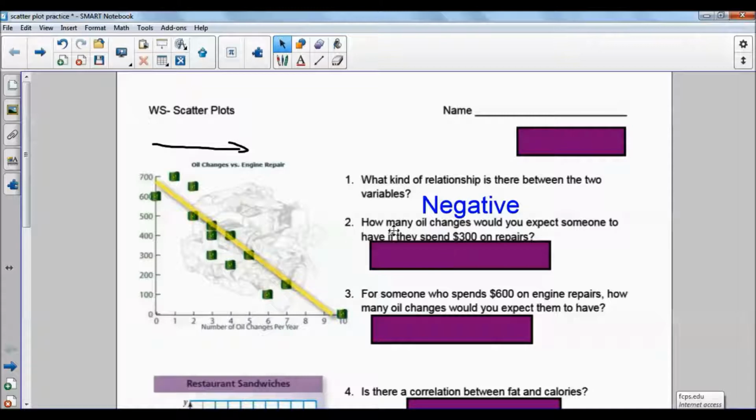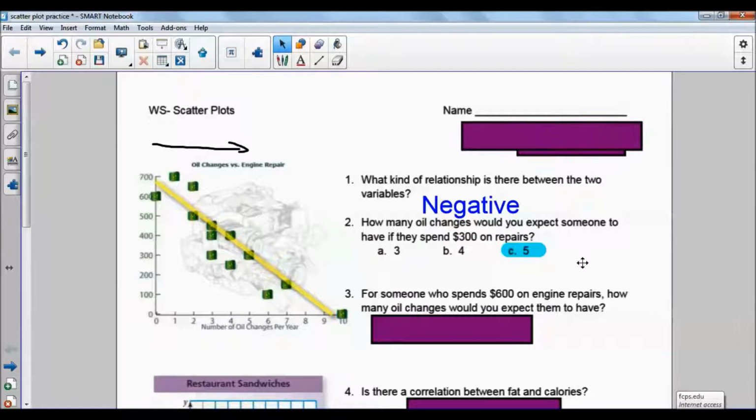How many oil changes would you expect someone to have if they spend $300 on repairs? So we're going to have to use our line of best fit to help us predict this. $300 worth of repairs would be on the y-axis. If we look at $300 and go across, we're going to end up at around 5 oil changes per year. So our answer was C, 5.